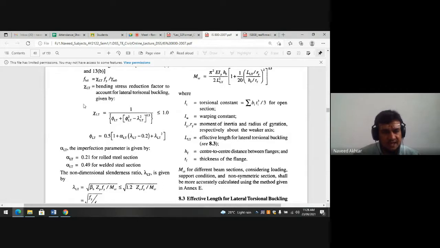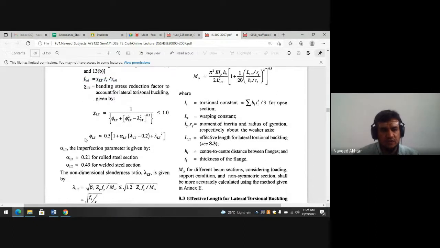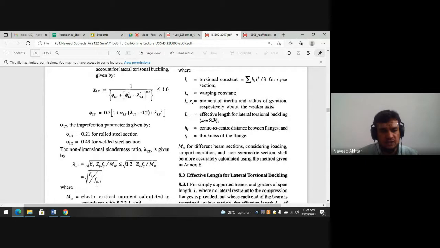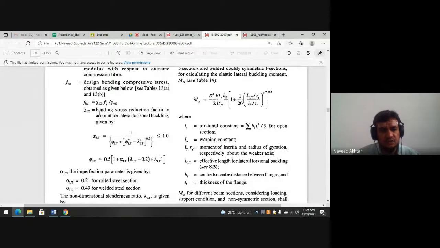So from this empirical equation, you have to find out the XLT Fy upon gamma m0, which is the FBD. You can find out phi LT, and this value of phi LT you can put into XLT, and you have already found FCRB. Lambda LT is under root of Fy upon FCRB. So you know the lambda LT, you can find out phi LT. You know the phi LT, you can find out the XLT. And if you find out the XLT value, the XLT Fy upon gamma m0 is nothing but your FBD. Okay, this is the procedure if you are going for the empirical.